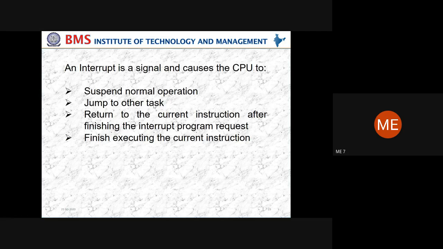It wants the microprocessor to suspend the normal operation it is doing. After suspending the normal operation, it has to jump to the other task. What is the other task? The other task is the one the interrupt has come from. Now jump to the other task, and return to the current instruction after finishing the interrupt program request.